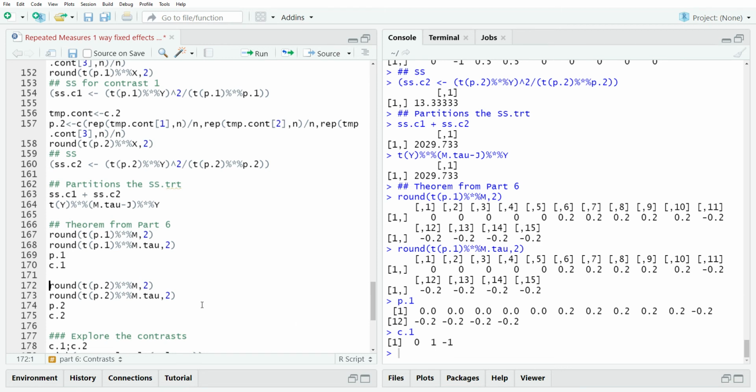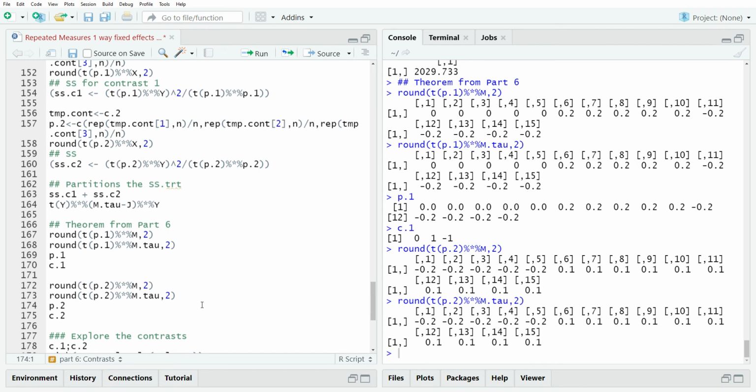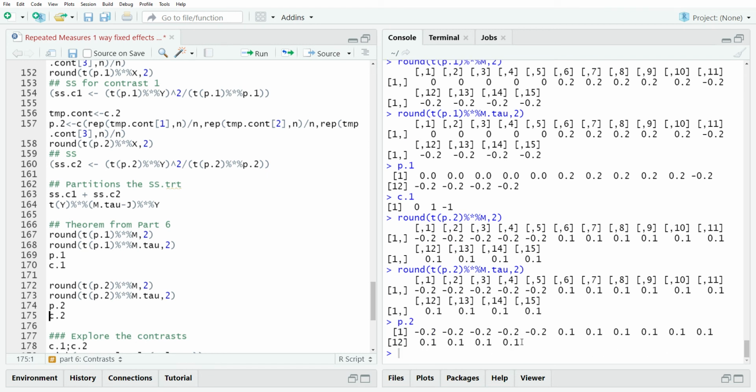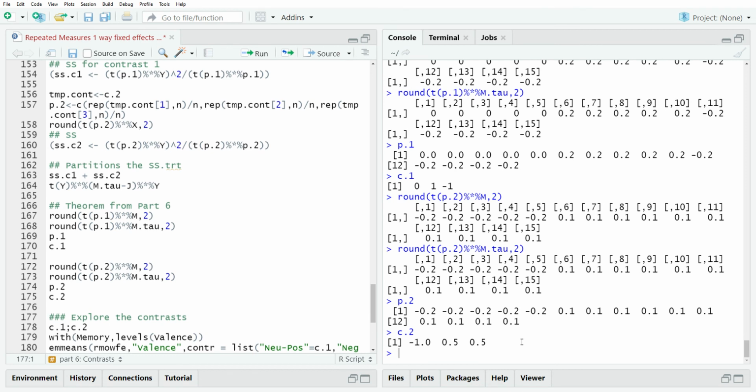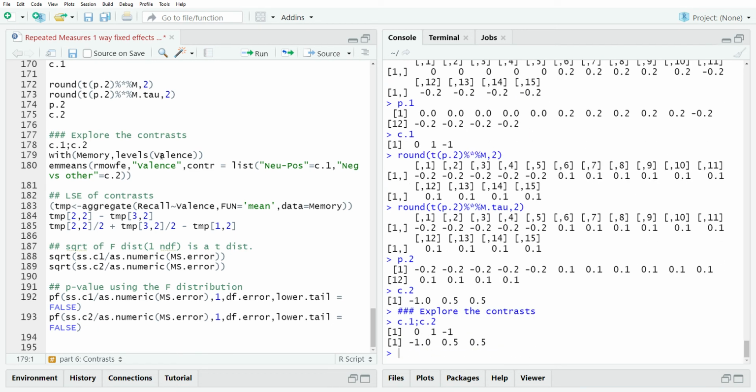Now let's look at rho 2 times m and rho 2 times m tau. We get the same values, and that was part of the theorem that we looked at. There's row 2, it's the same. Our contrast was this. Now let's explore these contrasts, and we only have about 10 more lines here. So the two contrasts were this, two orthogonal contrasts.